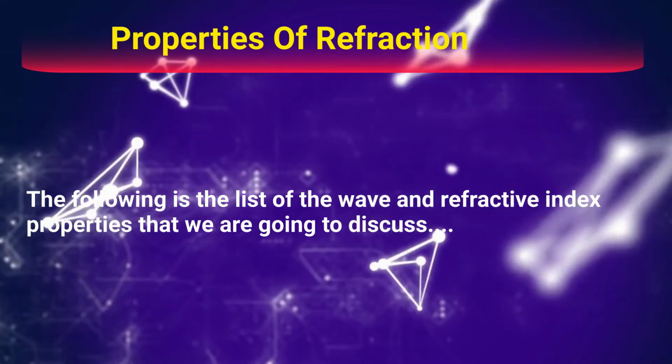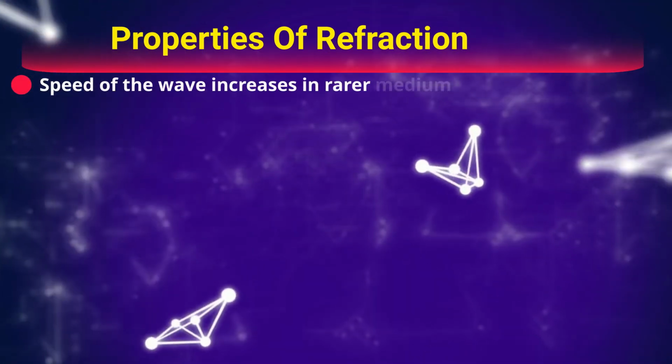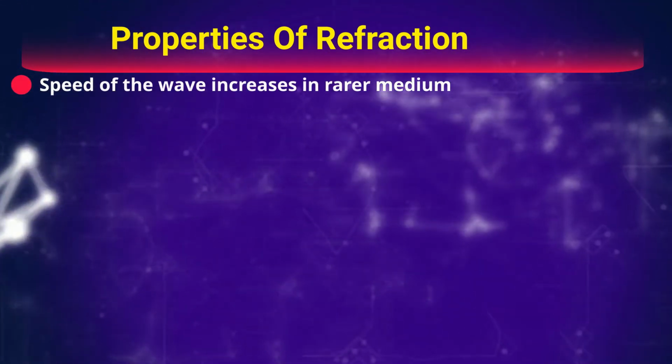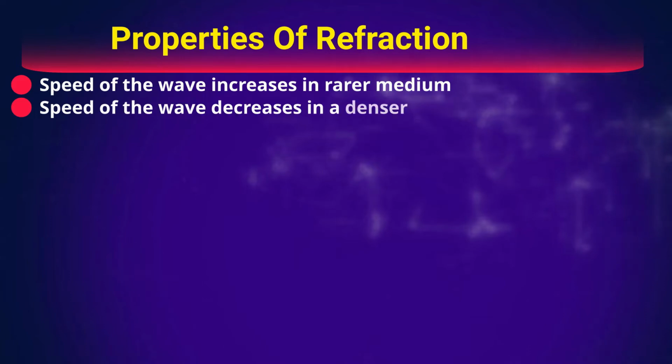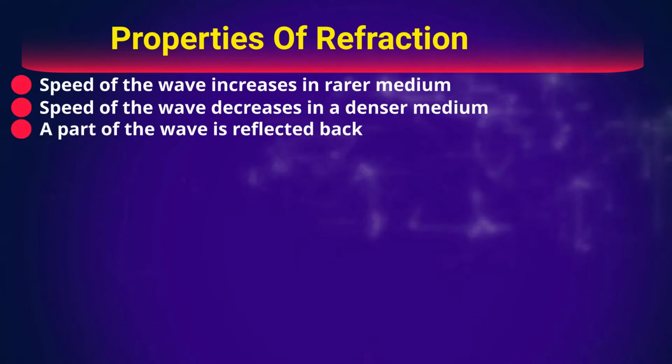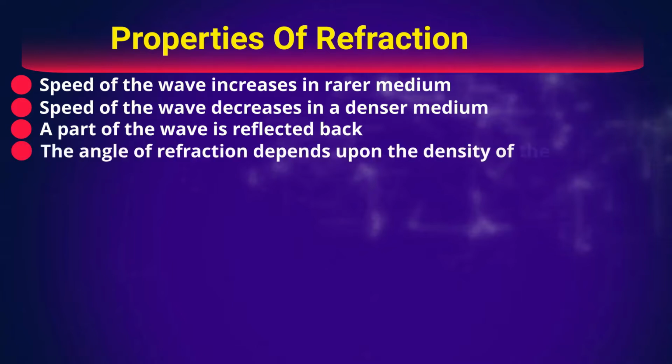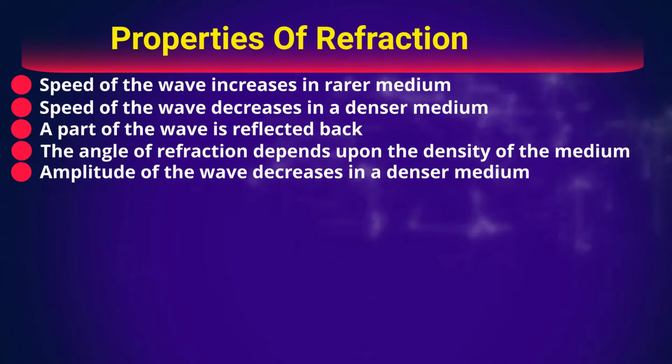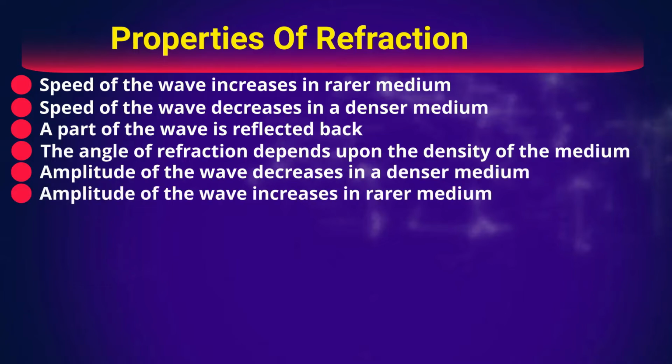Speed of the wave increases in rarer medium. Speed of the wave decreases in a denser medium. A part of the wave is reflected back. The angle of refraction depends upon the density of the medium. Amplitude of the wave decreases in a denser medium. Amplitude of the wave increases in rarer medium. Frequency of the wave is constant.